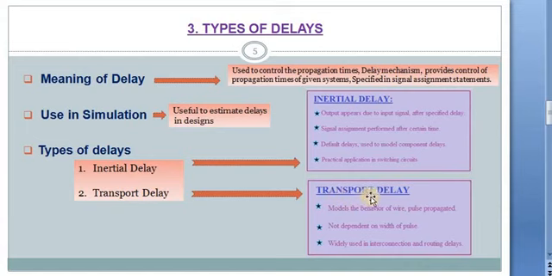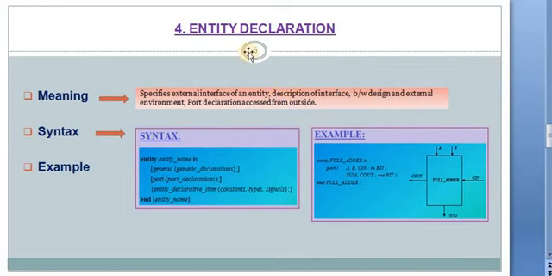I hope you have now thorough understanding of this topic of type of delays. Now let's move to the next slide for the study of entity declaration. So what is entity declaration? The definition says that entity declaration specifies the external interface of an entity. This means an entity is the description of the interface between a design and its external environment.